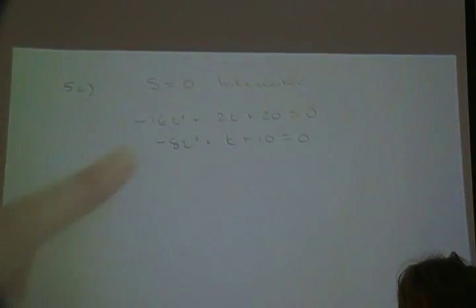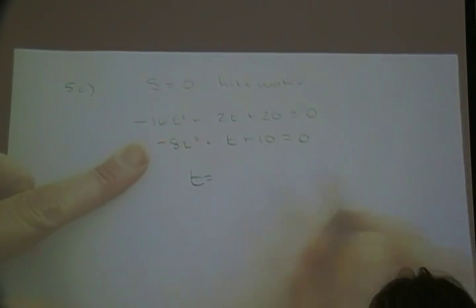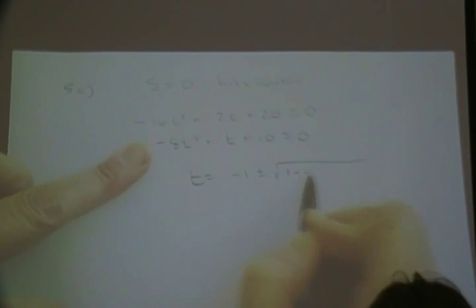I'm going to just divide by 2 to make my number smaller. Divide both sides by 2. And then at this point, I either have to be really good at factoring and see if this factors, or I'm going to use the quadratic formula. The opposite of b plus or minus the square root of b squared minus 4ac, all over 2a.